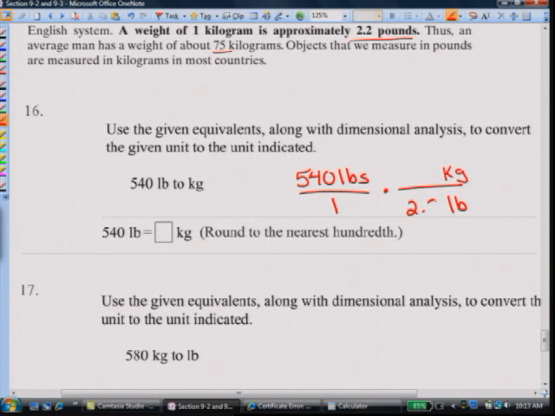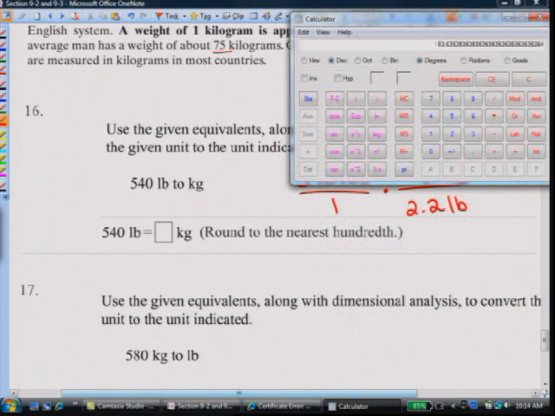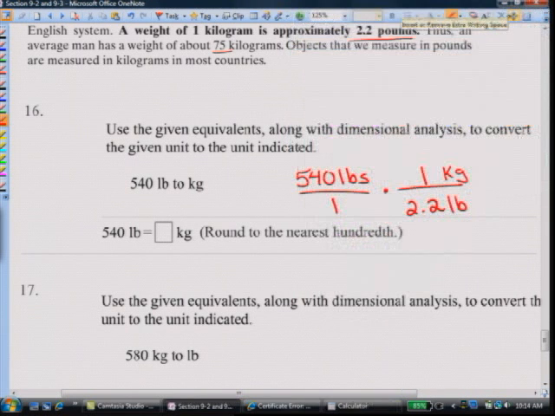So there's 2.2 pounds in 1 kilogram. Okay, so 540 divided by 2.2 equals 245. This is an example of where I get 245, but that's not the answer on the online homework. The answer on the online homework is 243.